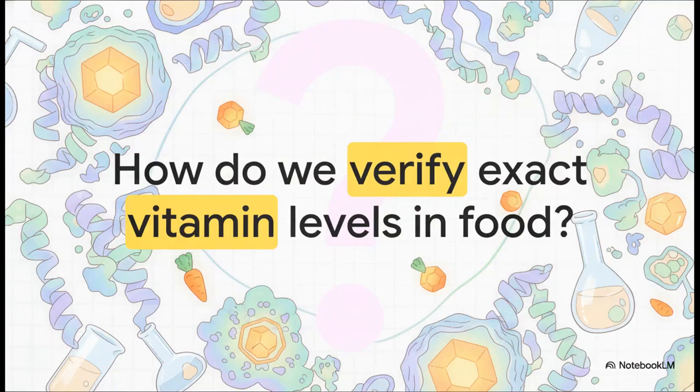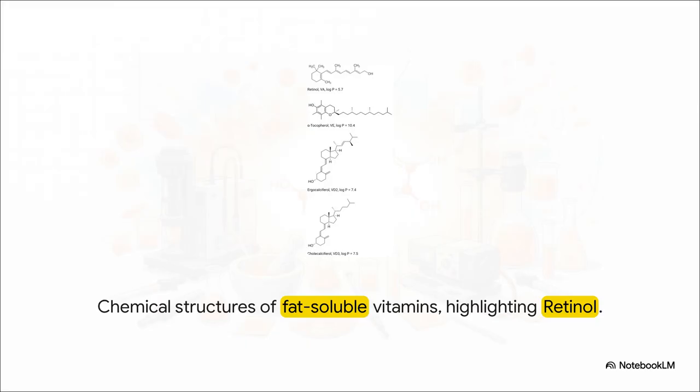So think about it for a second. How do we actually know a food contains the exact vitamin levels printed on the label? It's a massive analytical headache, frankly, because fat-soluble vitamins like vitamin A don't just float around freely. They're locked in a matrix of complex lipids, proteins, sterols, and triglycerides that are literally actively trying to hide them from us. Now, take a look at the chemical structure of retinol, our main target for vitamin A.